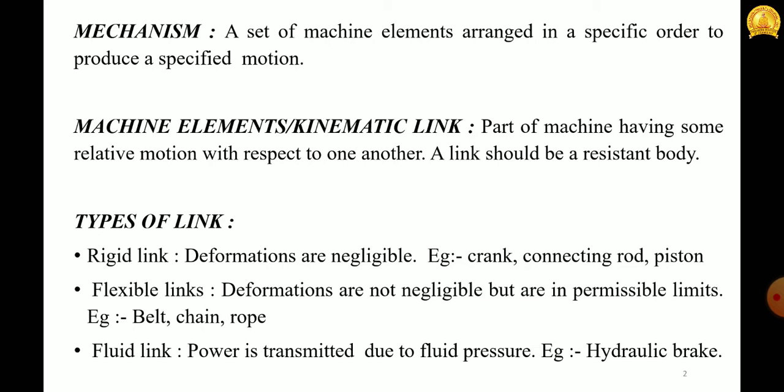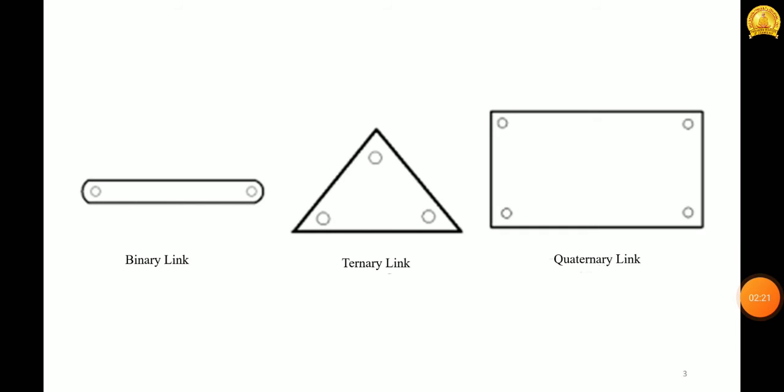A fluid link is one that is deformed by having fluid in one closed vessel and the motion is transmitted through fluid by pressure. Example, hydraulic press. Now, based on provisions, links are mainly classified as binary links, ternary links and quaternary links.